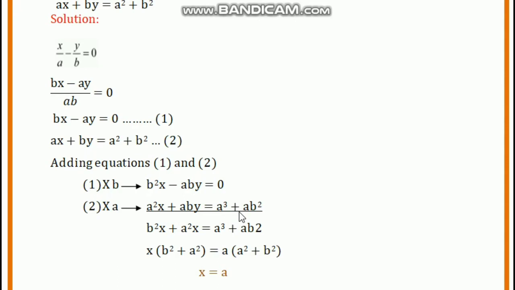Okay, so here we need to add these two. If we add these two, see here, minus aby plus aby will be cancelled. So these two will be cancelled.